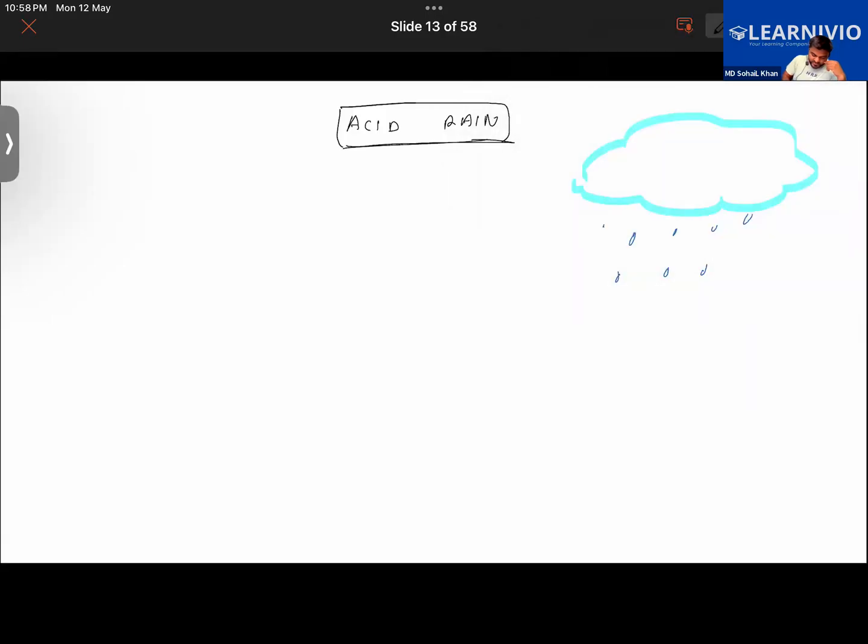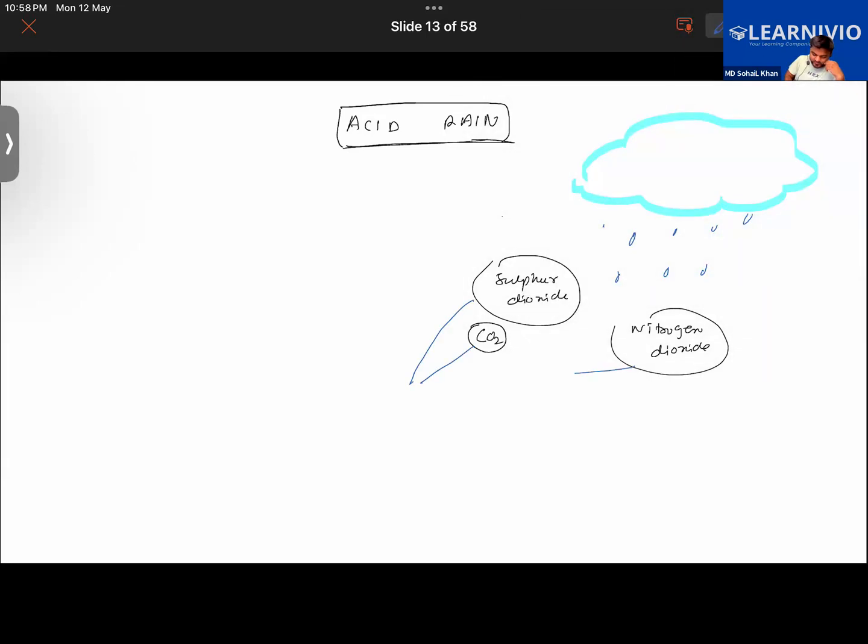And at the same time, there are gases like carbon dioxide, sulfur dioxide, and nitrogen dioxide. These gases are being released from the chimneys and from the vehicles due to the burning of fossil fuel. These gases are being released into the air.